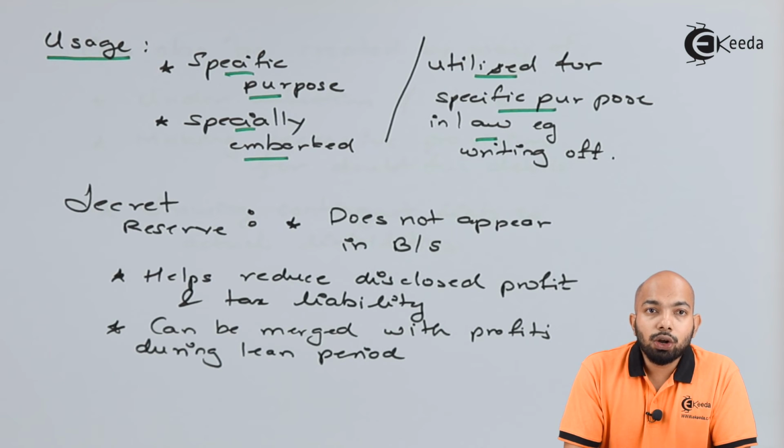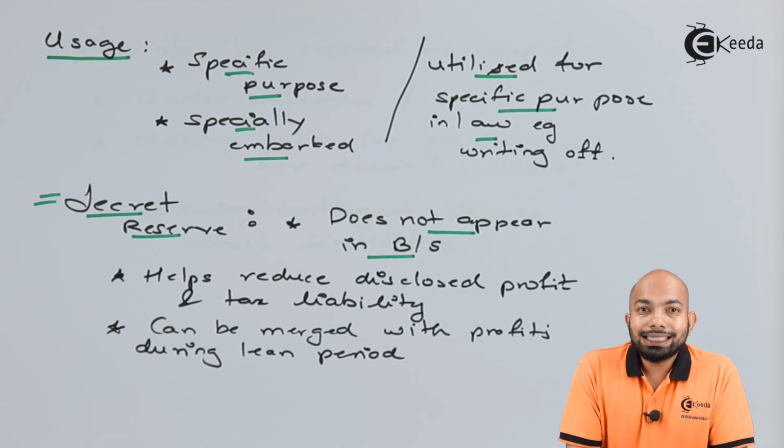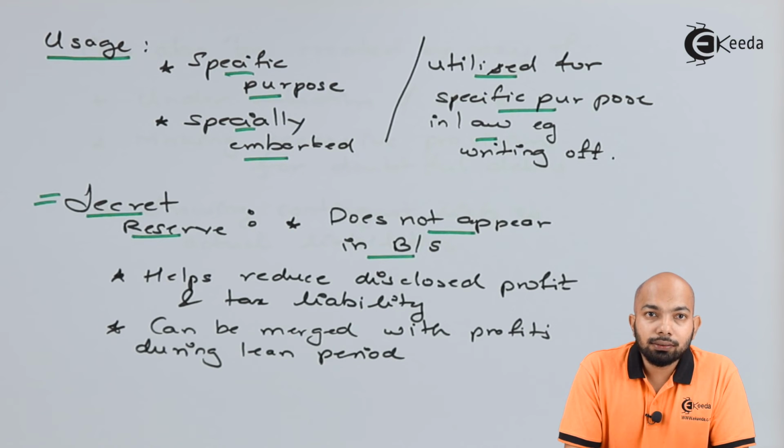Let's go further and find out what other types of reserves we have. Let's go ahead and note down these things. Now, secret reserve is the last type of reserve that we have under this classification, and it does not appear in the balance sheet. As you can see from the name, it's secret with a specific reason. It doesn't appear in the balance sheet and it has been created with a specific purpose and under different methods. It can be created in different ways. Let's find out what those ways are, but before that, let's understand why this reserve is created.